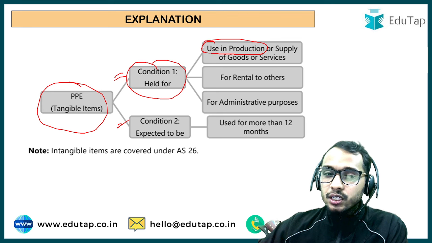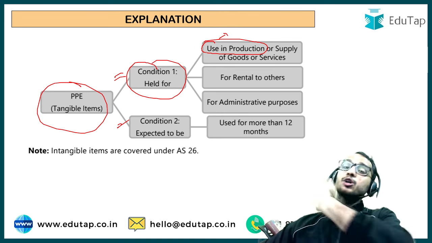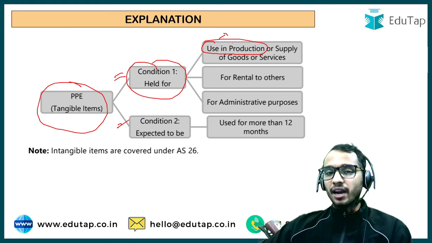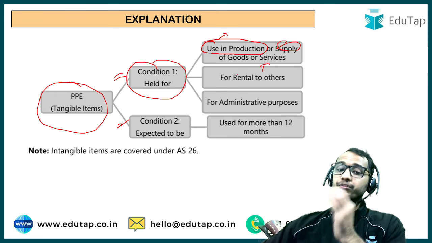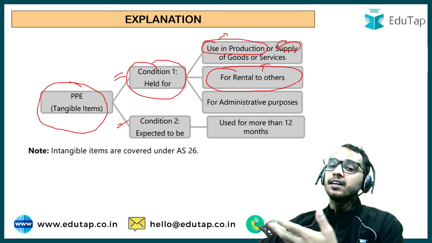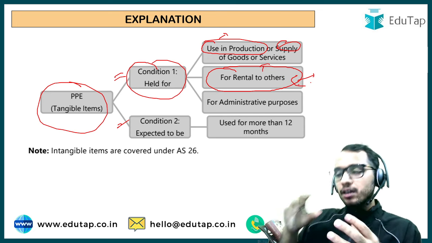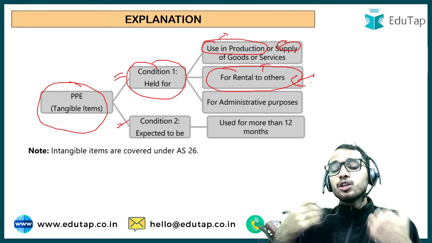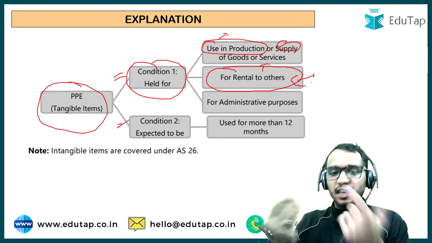So we have machinery, we have equipments that we are going to use to produce our goods or to produce our units. So that will be included in our tangible items, or we are using it in supply of goods or services, or we are using it for giving it as rental to others. Basically, whatever machinery we have, we are giving it on rent to other party and we are receiving the rental income. So when we are using our machinery like that, then also condition 1 is satisfied, right?